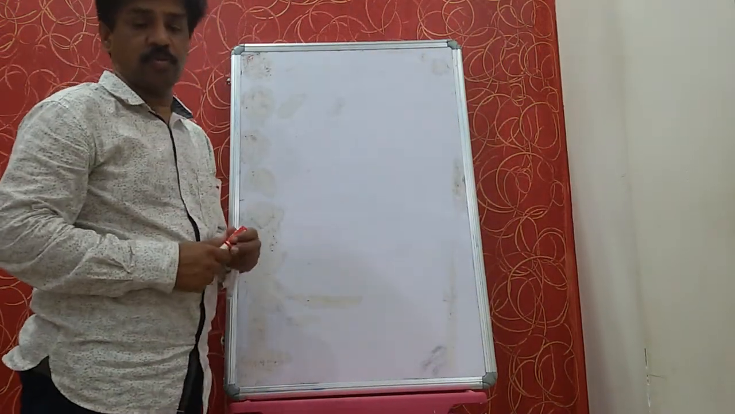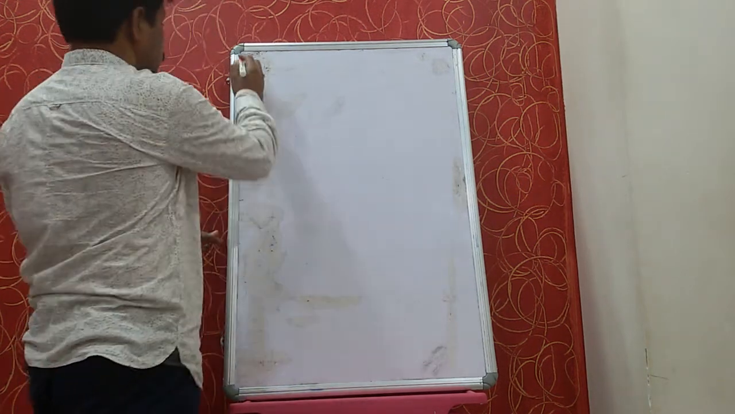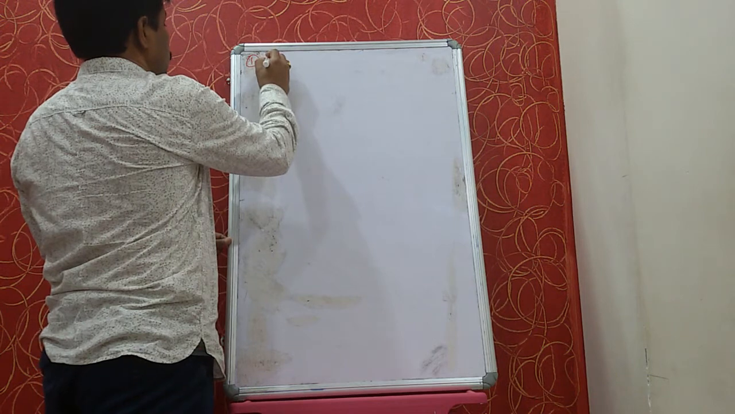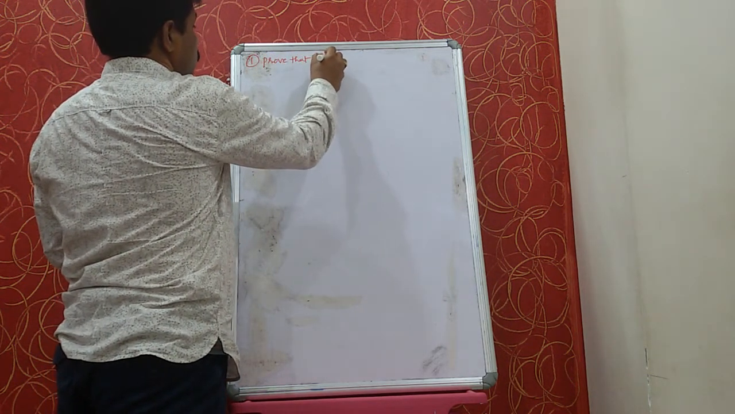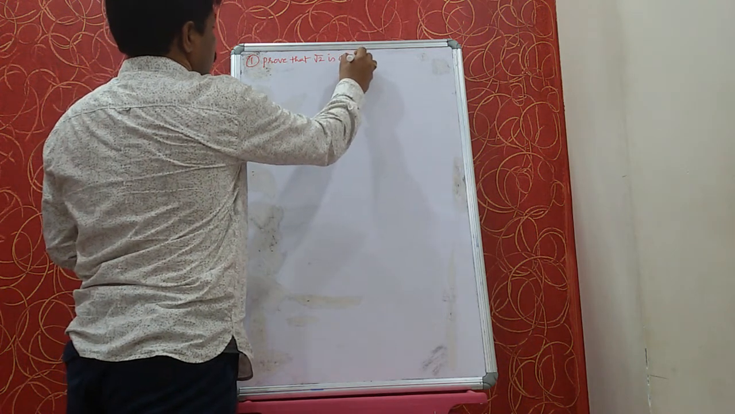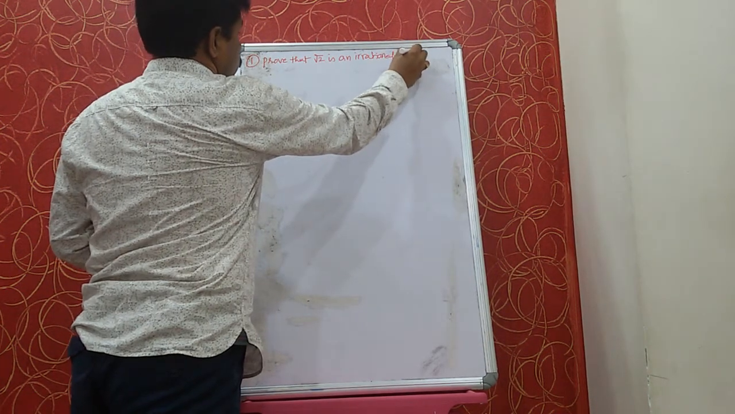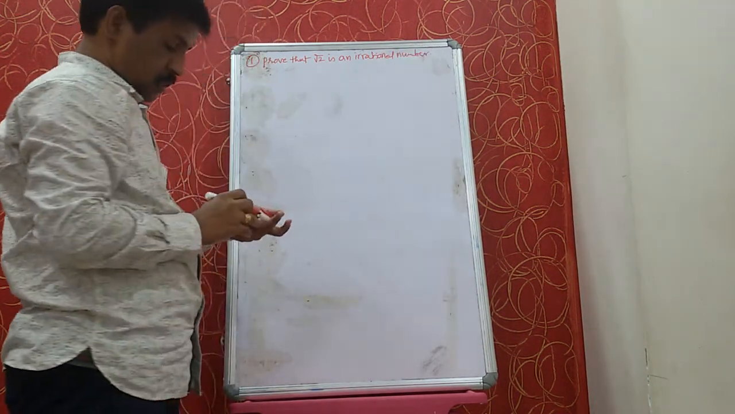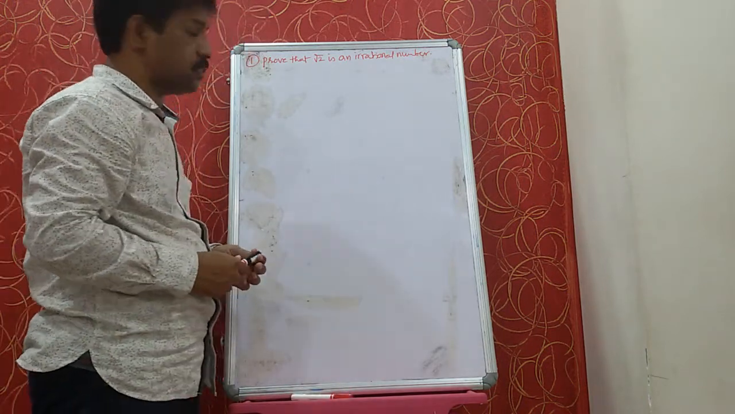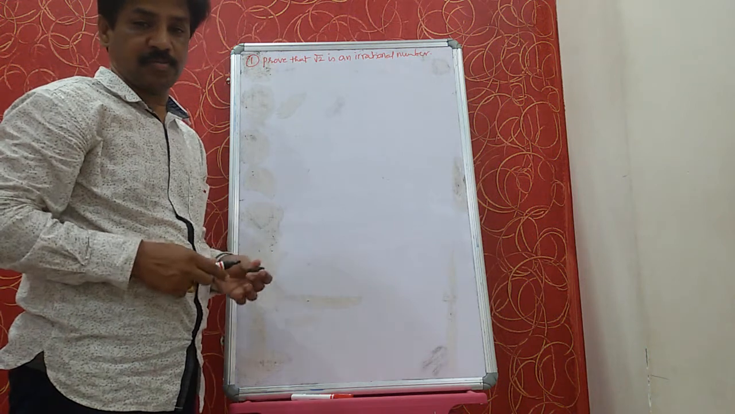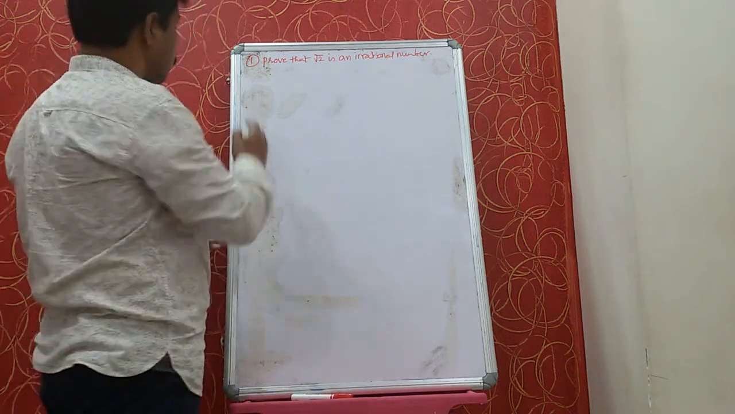Now we will do the problems in exercise 1.4. The first problem is: prove that root 2 is an irrational number. In the introduction we discussed that we will prove these irrationalities by using the method of contradiction. So we will adopt that method and prove root 2 is an irrational number.